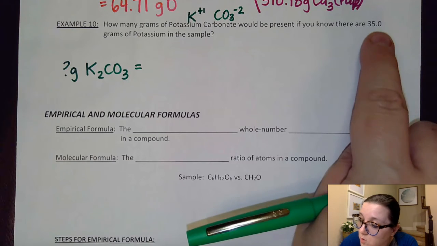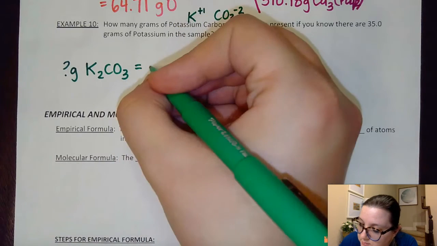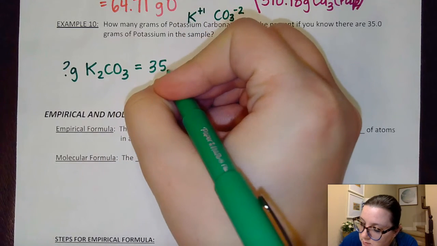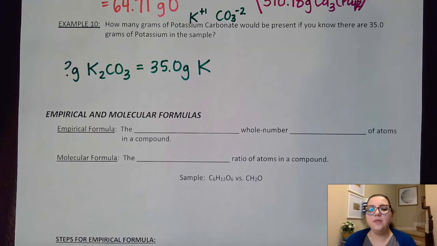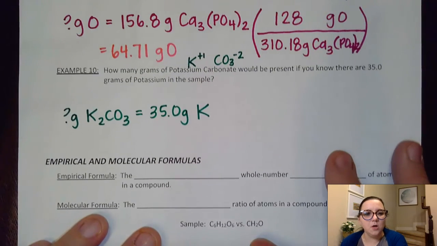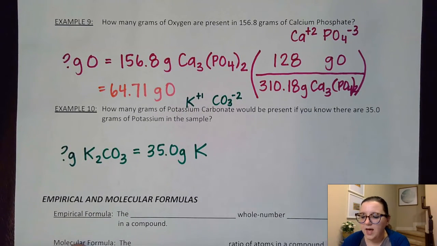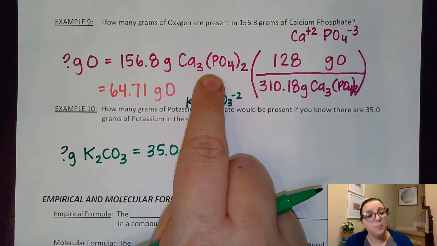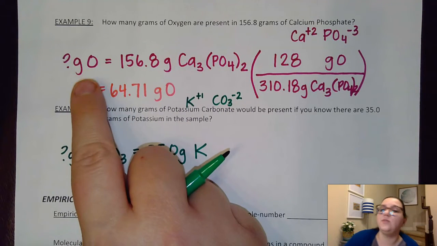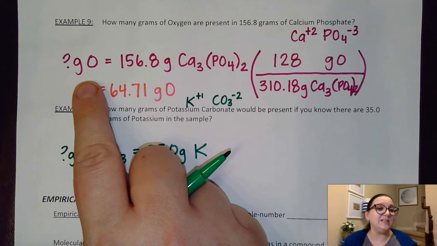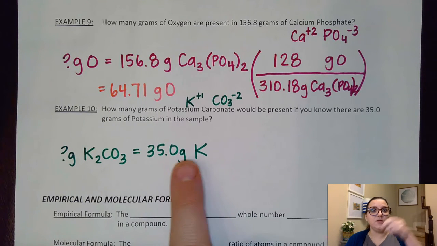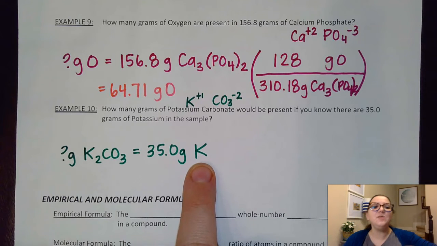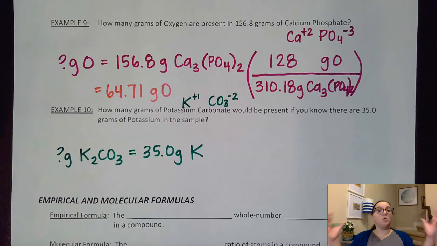I'm starting with 35.0 grams of potassium in the sample. Now think about how this one's a little bit different. The other ones that we've done already typically had the grams of the whole compound, and we were looking for the grams of the oxygen inside. Here we know the grams of the potassium inside, and we're looking for the mass of the whole compound.